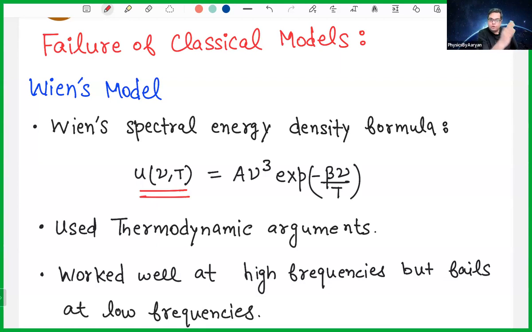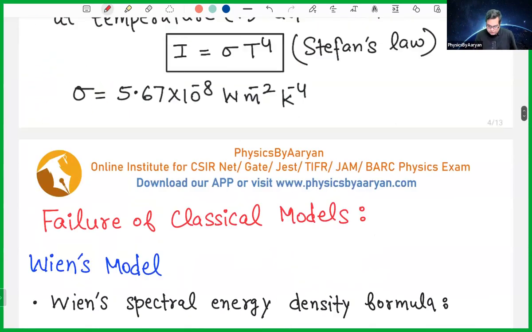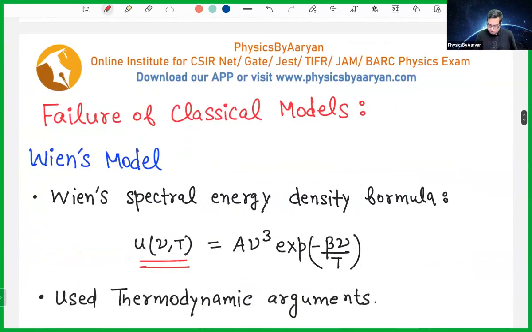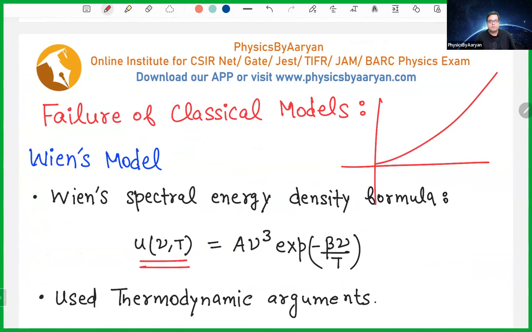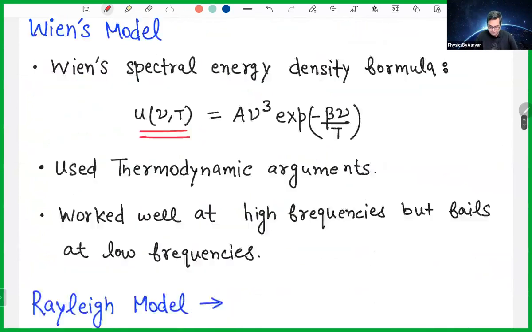How much energy does the 1 to 5 frequency range have? How much energy does 5 to 10 have? How much energy does 10 to 15 have? And so on. If you look into this graph, you should get this kind of graph: energy should first increase and then should decrease. But the ultraviolet catastrophe says that no, energy will just keep on increasing. Why is it happening? Why do we get the ultraviolet catastrophe? That is the basic question in that IIT JAM.